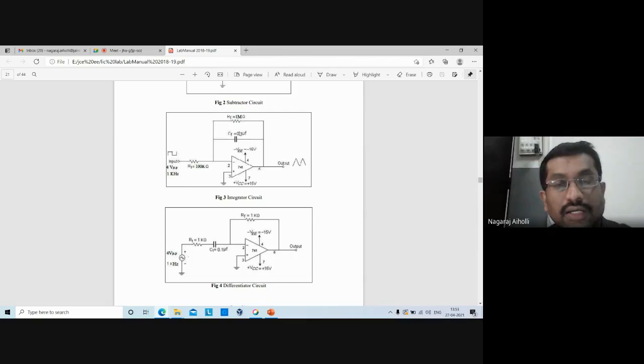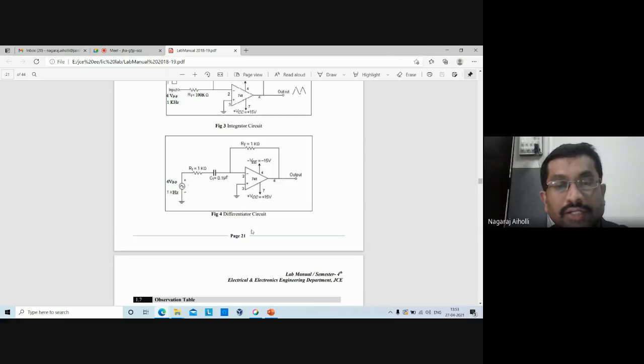Okay. This is the integrator circuit. Here we have the input resistance R1, feedback resistance RF, and feedback capacitance CF. The positive terminal is grounded, so it is an inverting configuration. Similarly, in the differentiator circuit, at the input we have R1 and C1 in series, and there is a feedback resistance.